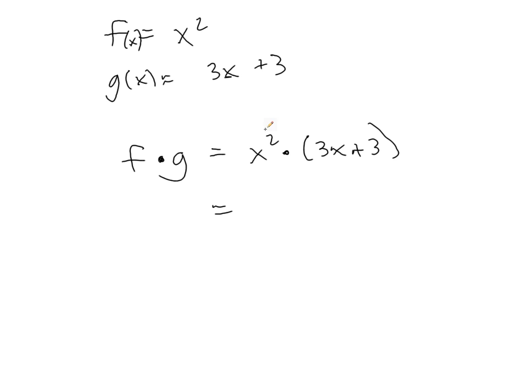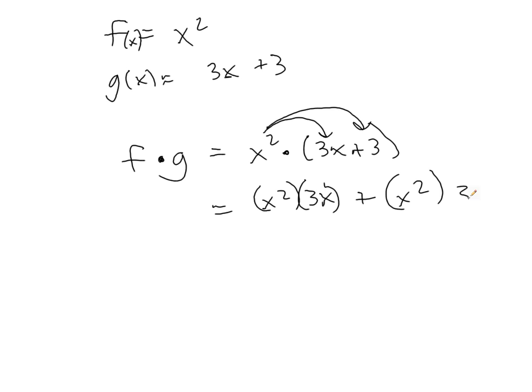Okay, well, we're using multiple concepts here. We have the distributive property, which says distribute this guy into both terms. So we'll have x squared times 3x plus x squared times 3. Okay, well, oh my gosh, how do we multiply this stuff together? Now, first of all, I like to think of this as three pieces. I have x squared times 3 times x, plus I have x squared times 3.